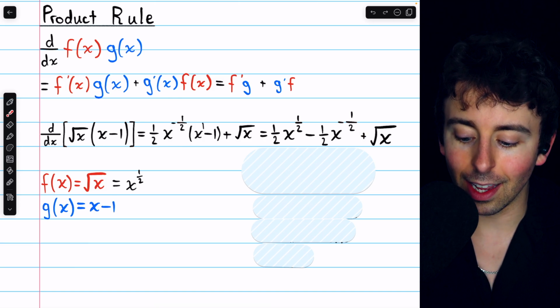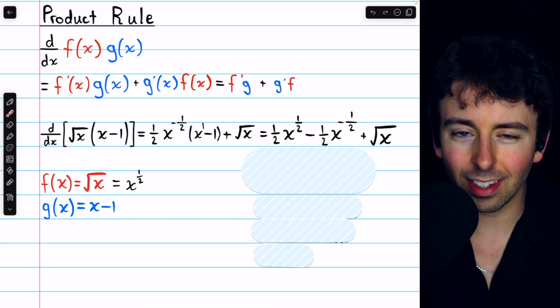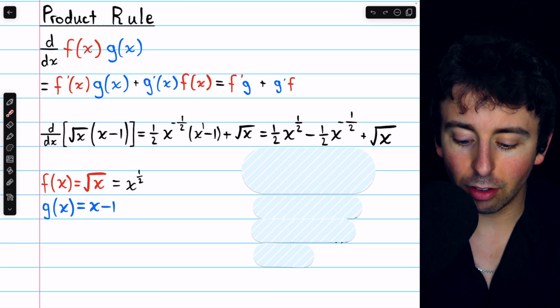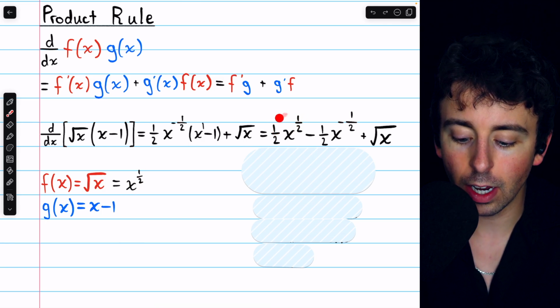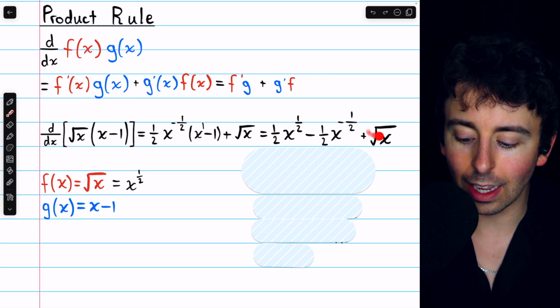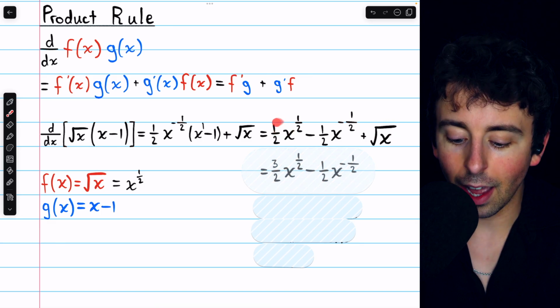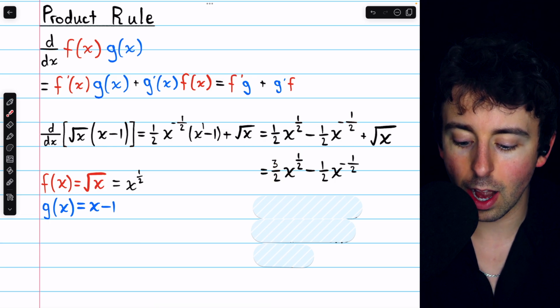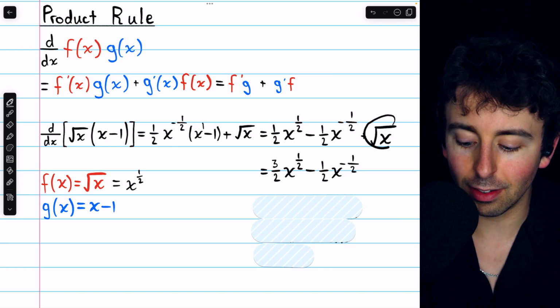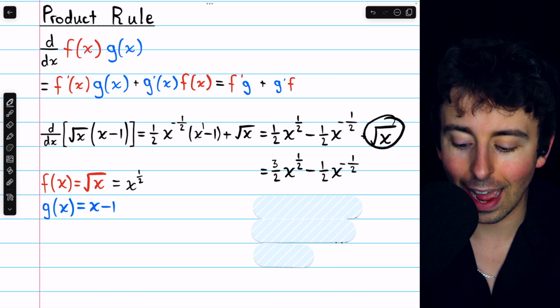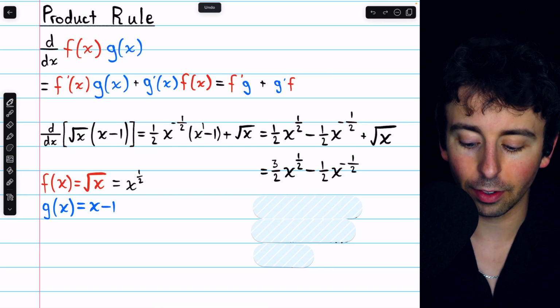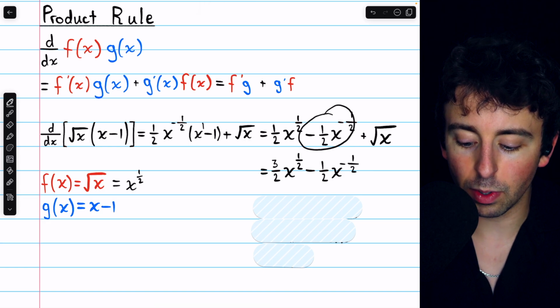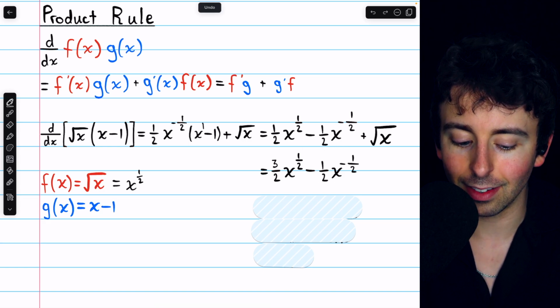Now, you should recognize that root x, again, that's the same as x to the half. So we actually have like terms here, a half x to the half and a whole x to the half. Thus, if we add those together, we get 3/2 x to the 1/2, because this is 1/2 x to the 1/2, and this is 2/2 x to the 1/2. So in total, 3/2 x to the 1/2. And then, of course, we still have the minus half x to the negative half.